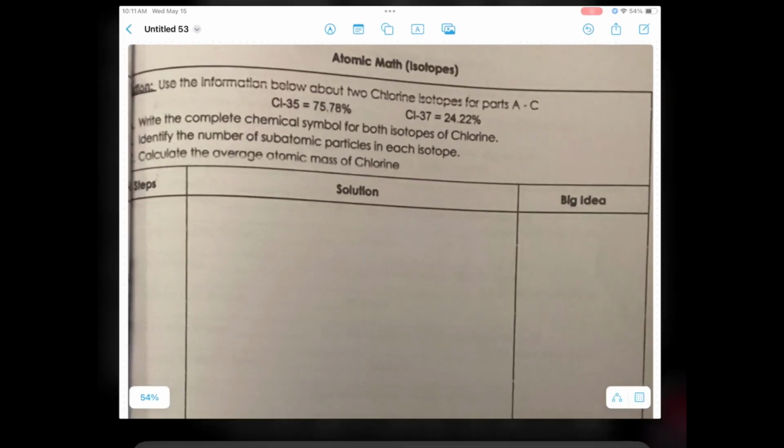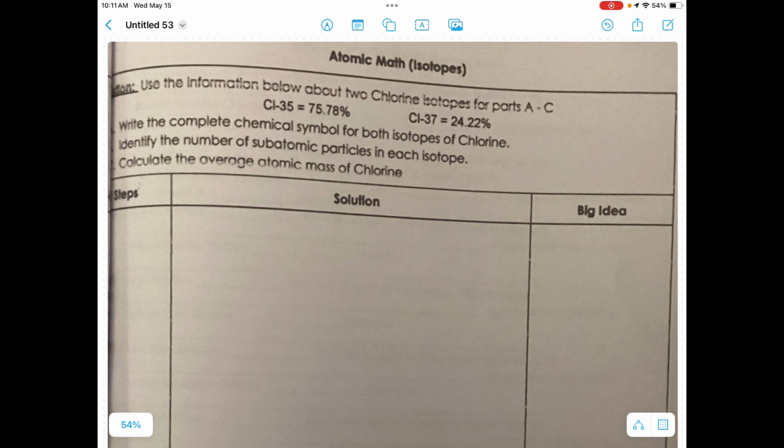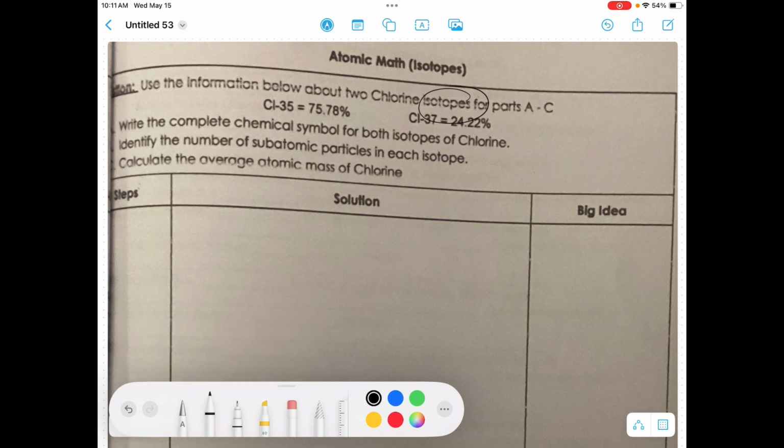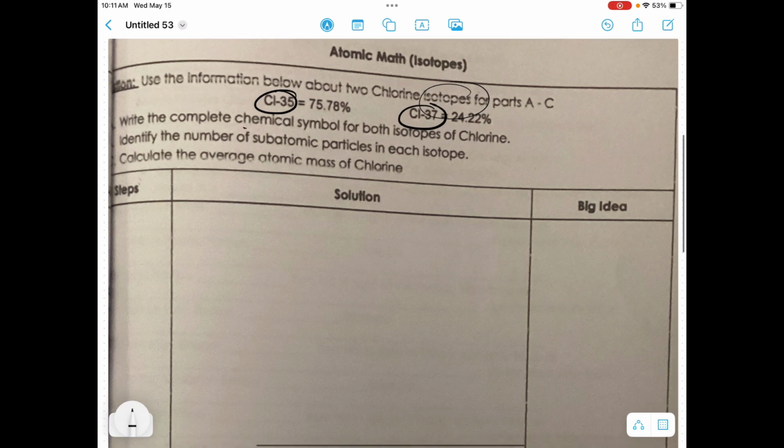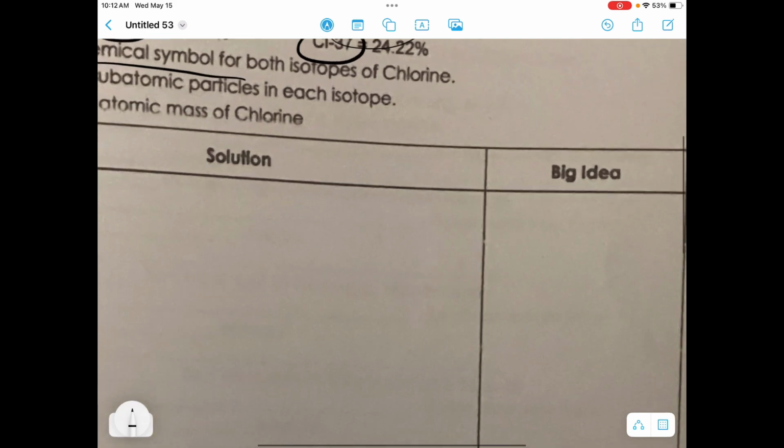But for now, we've got to talk about a little bit of math we can do with our atoms. There are these things called isotopes. Isotopes are just different variations of an atom you're looking at. So if I have these two isotopes of chlorine, chlorine-35 and chlorine-37, these are just two chlorine atoms. And in this question, for the first part, it wants us to write the complete chemical symbol for the chlorine elements. So in step A, I need to set up something called isotope notation.